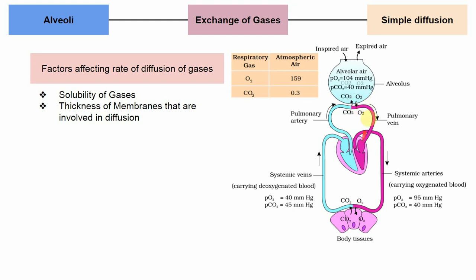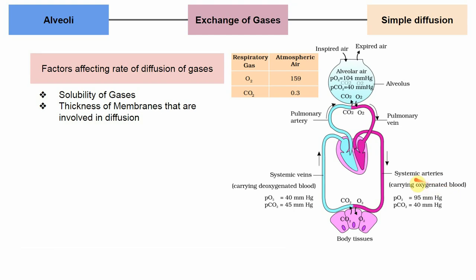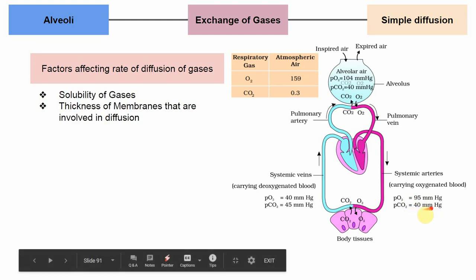This blood is brought back to the heart, and from the heart, this oxygenated blood is pumped to the different body tissues. The oxygenated blood present in the systemic arteries has a partial pressure of 95 mmHg for oxygen, and the partial pressure for carbon dioxide is around 40 mmHg.